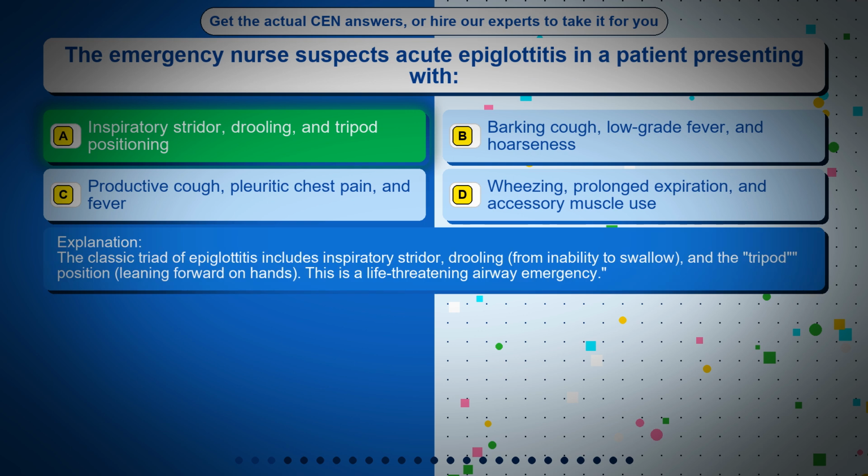The classic triad of epiglottitis includes inspiratory stridor, drooling from inability to swallow, and the tripod position, leaning forward on hands. This is a life-threatening airway emergency.